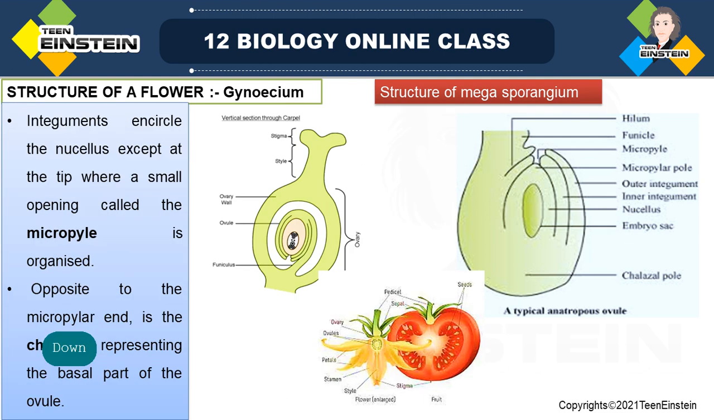Okay, and next, the integuments cover a mass of cells called the nucellus. In the previous slide I said the integument will cover the nucellus. The nucellus is the mass of cells present inside the integuments. Here we have marked the nucellus.